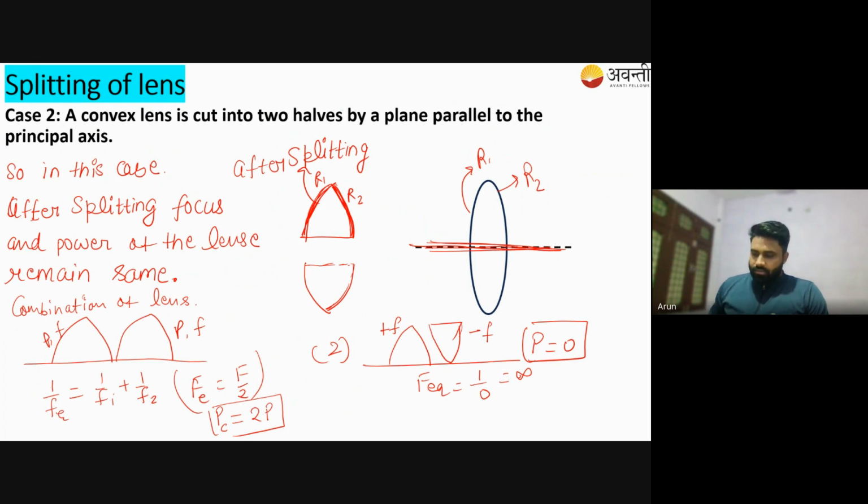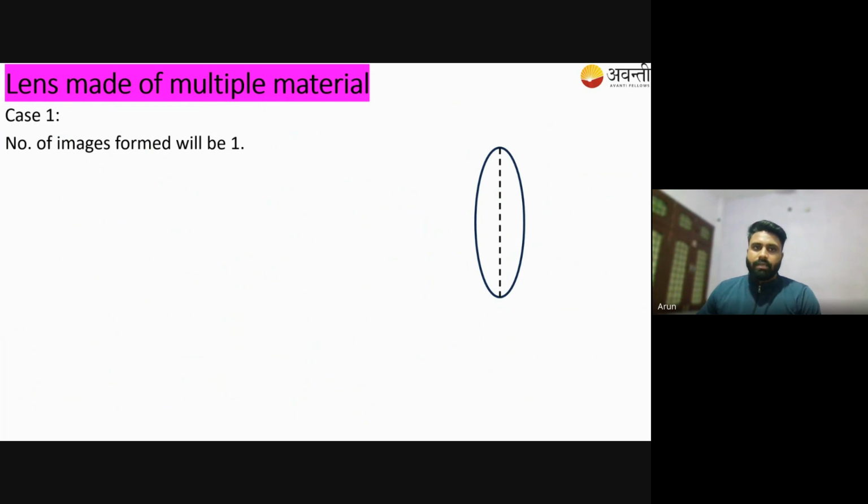Okay, now move on to the next concept. Lens made up of multiple materials. Now we are going to discuss if the lens is made up of different kinds of materials. So in the first case, this is the convex lens we have, and in this half we have a material mu1, and in this half, on the RHS side, we have material mu2.